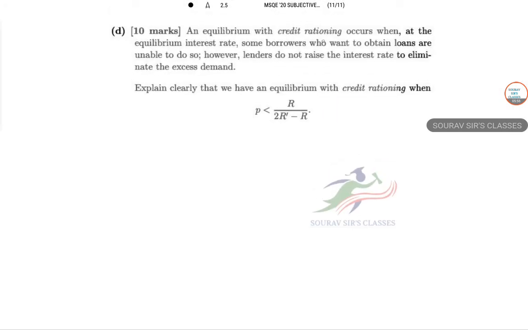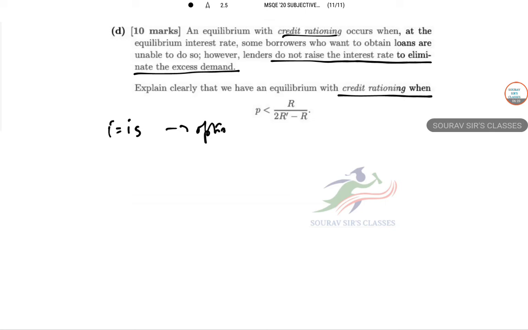And the last part of it: an equilibrium of credit rationing occurs when, at the equilibrium interest rate, some borrowers who want to obtain loans are unable to do so. Lenders do not raise the interest rate to eliminate this excess demand. So explain clearly that we have an equilibrium with credit rationing when this condition holds. Such an equilibrium occurs when I equal to IS is optimal for the lender.